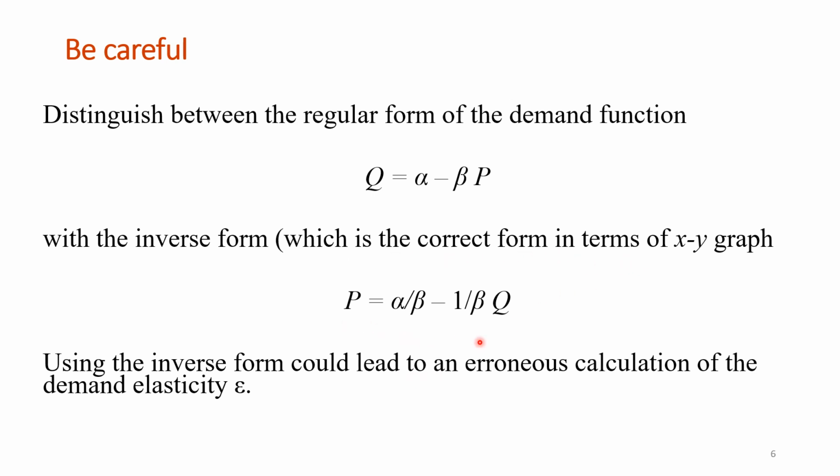So here we have the inverse form, which is given by solving for P in this equation, as alpha over beta minus 1 over beta Q. Using the inverse form could lead to an erroneous calculation of the demand elasticity, epsilon, if you're not careful.